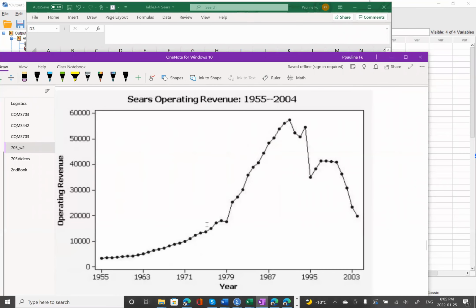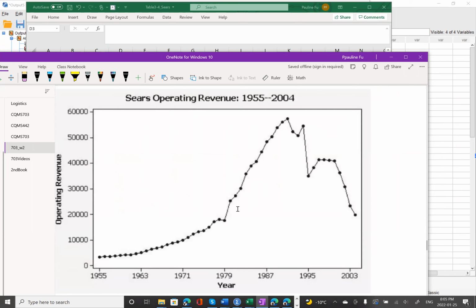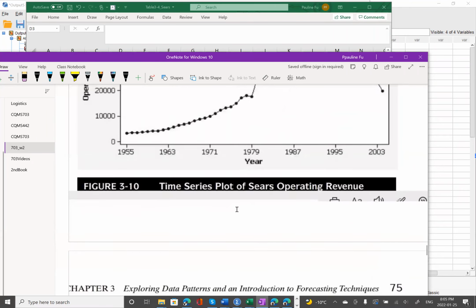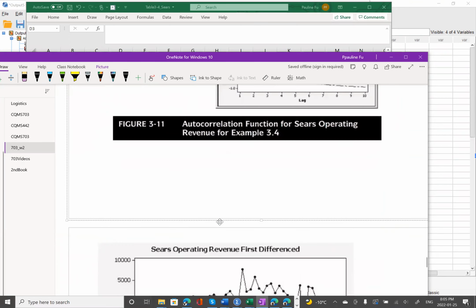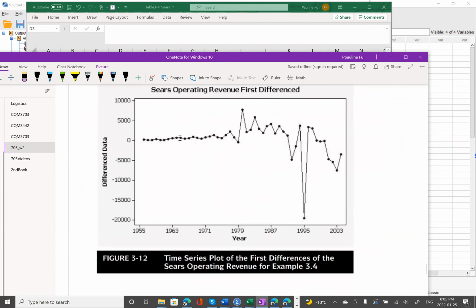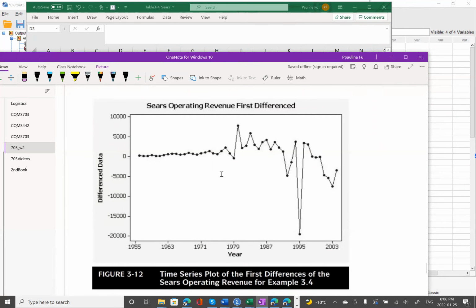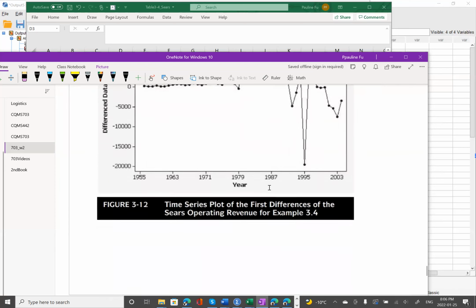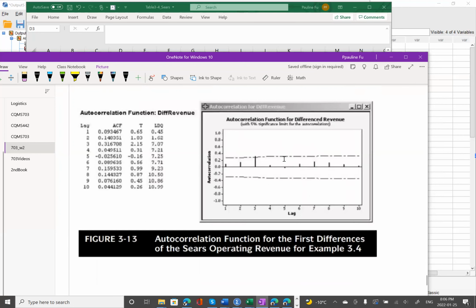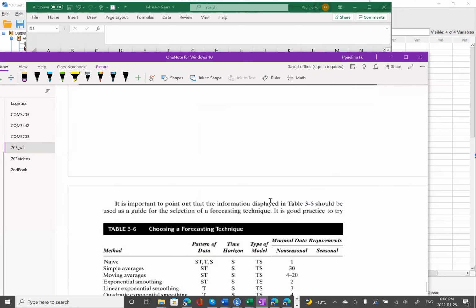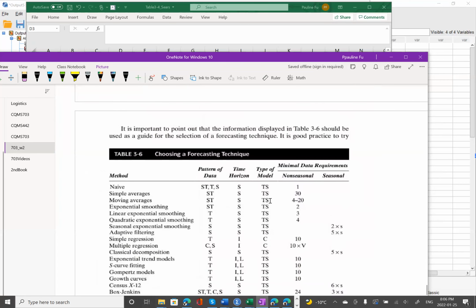Okay, so I explained this one. We can produce this graph. And this one we also go over. This is after you do the difference. Sometimes after you do the difference, it still has the trend. You do the difference again, that is the second order difference. This is just the first order difference. So this is the autocorrelation function for difference revenue. We did this in SPSS. So any questions?